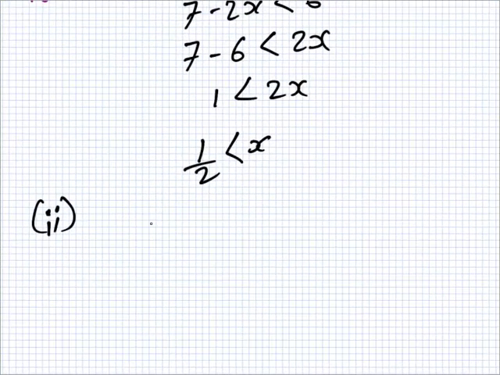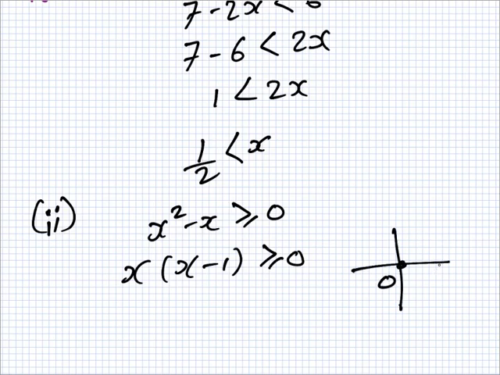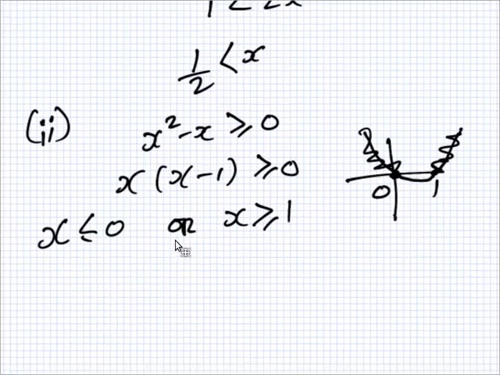Number 2. X squared minus x greater than 0. X times x minus 1 greater than 0. Quick graph. 2 solutions. 0, 1. U-shape. Positive. Want the piece to the left, piece to the right. So x less than or equal to 0 or x greater than or equal to 1. Correct?